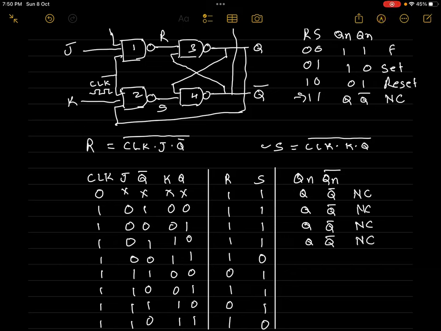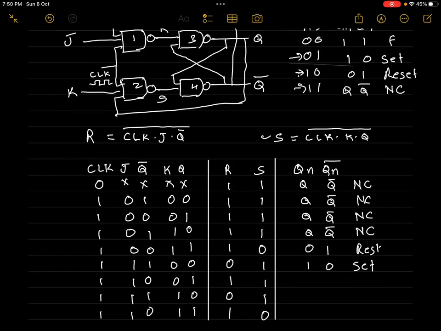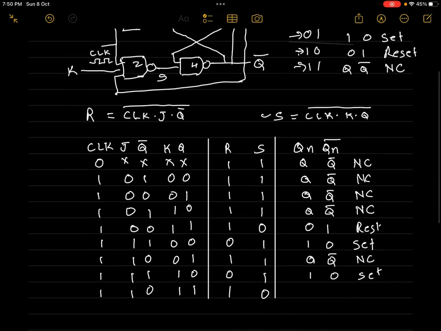Then for R is equal to 1, S is equal to 0, the outputs are 0, 1. So it will become 0, 1, which is the reset condition. Now for 0, 1, which is the second condition, we will get 1, 0, which is the set condition. Then for 1, 1, again we will get Q and Q bar, which is the no change condition. Then for 0, 1, we will get 1, 0, which is the set condition. And for 1, 0, we will get 0, 1, which is the reset condition.